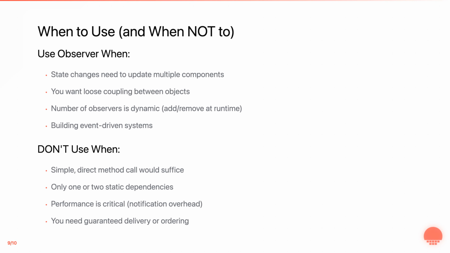When should you reach for this pattern? It shines when state changes ripple through multiple components, like that shopping cart updating UI, analytics, and inventory simultaneously. Perfect for dynamic scenarios where observers come and go at runtime. But don't over-engineer. If you're just calling 2 methods in sequence, skip the ceremony. Watch out for performance-sensitive code. Notification loops add overhead. Observer gives no guarantees about delivery order or success. So if you need that reliability, look elsewhere.